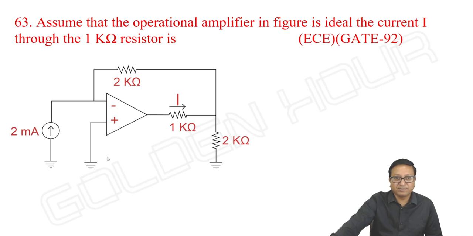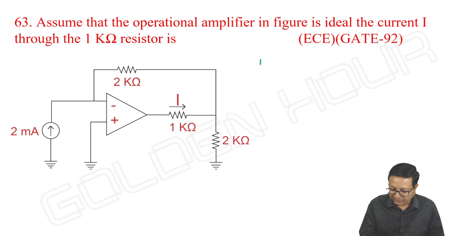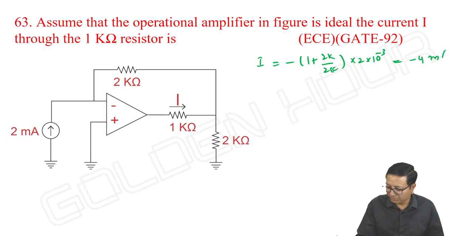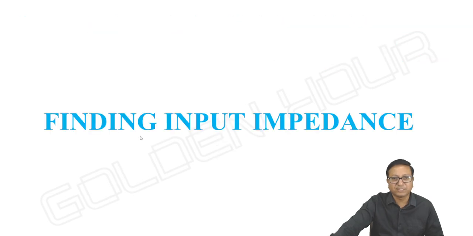Same circuit, but data is given. Assuming that the operational amplifier in the figure is ideal, the current I through the 1 kilo ohm resistor is what? I is equal to minus of 1 plus 2k by 2k into 2 milliampere, which is equal to minus 4 milliampere. That's it. It was asked for 2 marks. You need not worry, you can do the calculations just like that. It's not a complicated circuit.